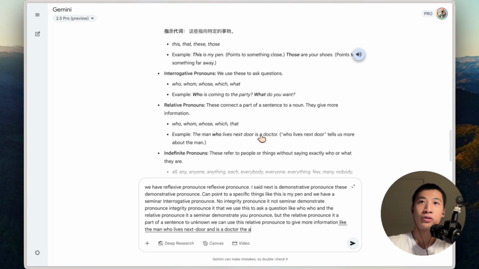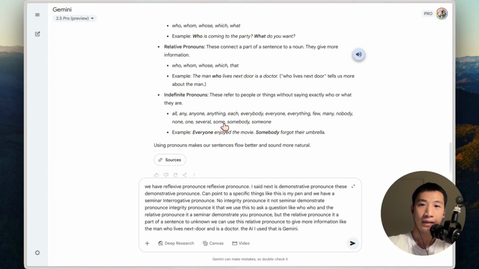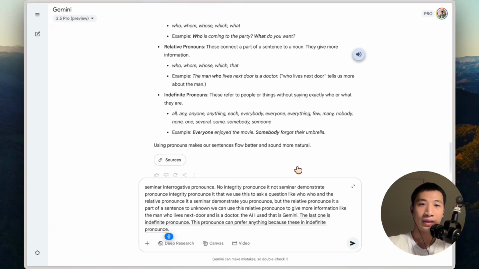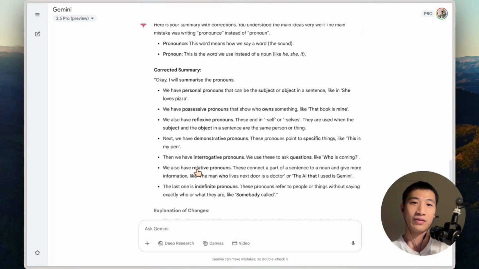The AI that I used is Gemini. The last one is indefinite pronouns. These pronouns can refer to anything, because these indefinite pronouns are without saying exactly. So please check my summary. Thank you.